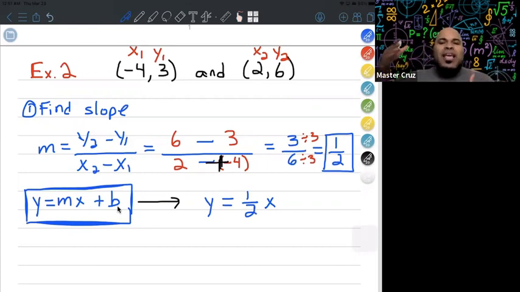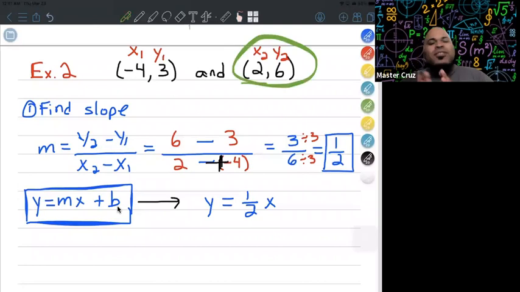Well, I'm going to do it the same way that I did it above. I'm going to choose one of these points. It doesn't really matter which one I choose. I like to choose points that have easier numbers or maybe positive numbers. So I'm going to choose this one, but it does not matter which one you choose. You could choose any of them.